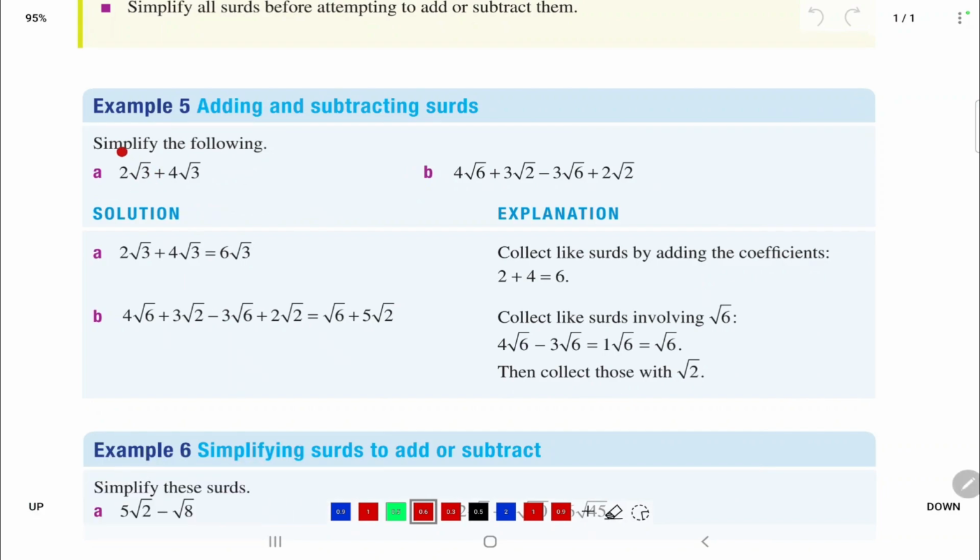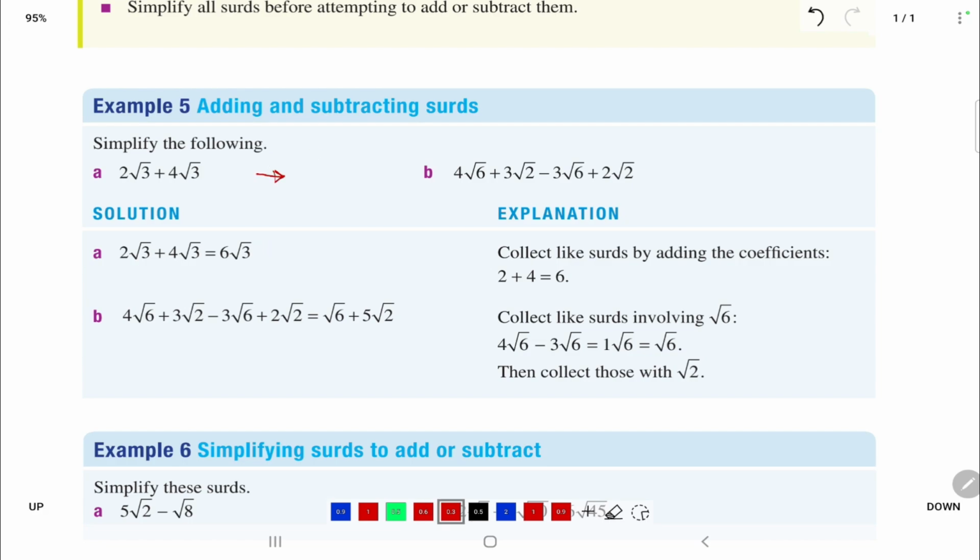Now you can see here, simplify the following: 2 square root 3 plus 4 square root 3. So the solution for this one will be like this. As long as this square root is similar to this one, it is the same, so I can consider this as the coefficient of this term, and we can just add 2 plus 4, and it will equal 6 multiplied by square root of 3.